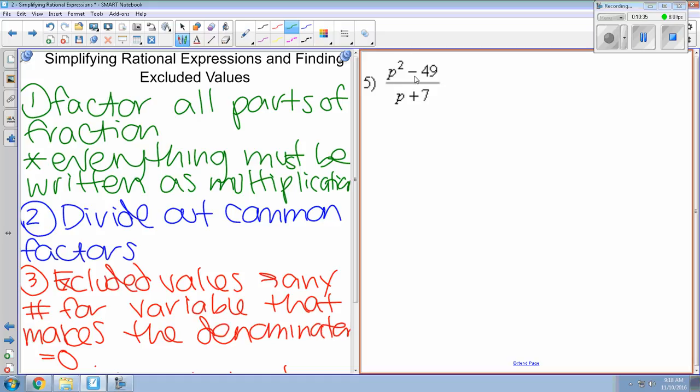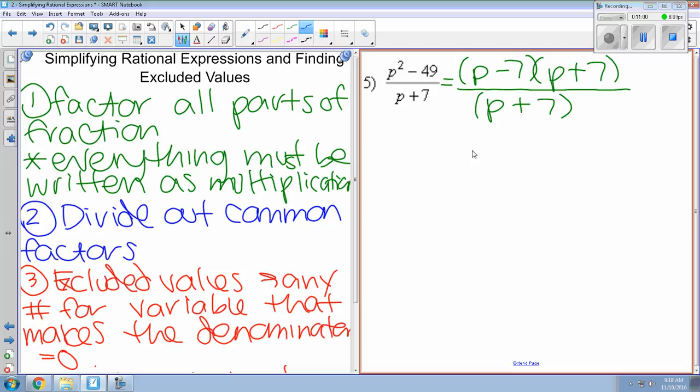This one has 2 terms. You're looking at your top row. This is a difference of squares. So if I factor it by that pattern, it is p minus 7 times p plus 7. There's nothing factorable in the bottom. So this is what it looks like after I factor. Everything is written as multiplication. Yes, I have addition, but as long as I cross off this entire factor, I can do that.